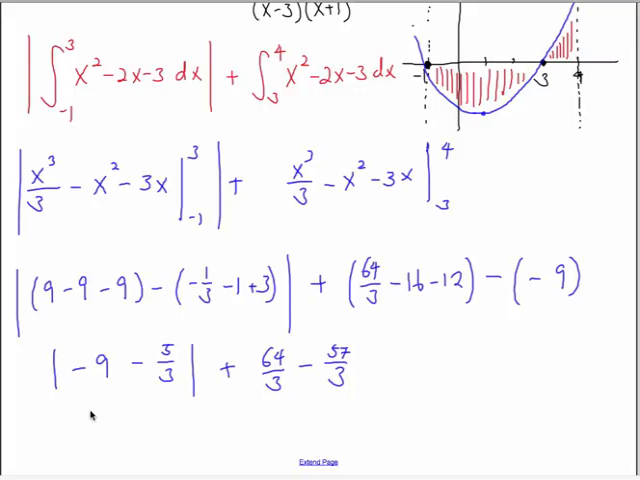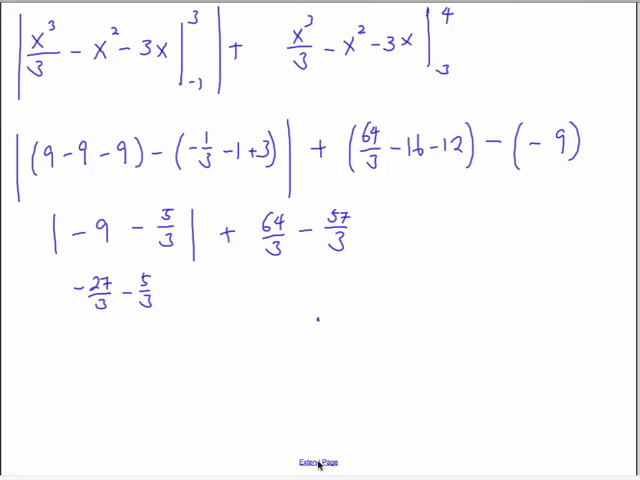And this is going to be positive, so let's make everything over 3. And that will give us negative 32 over 3, but then that's going to be positive, right? Plus 64 over 3 minus 57 over 3 at the end, and that's going to be 96. So 39 over 3, which is 13.